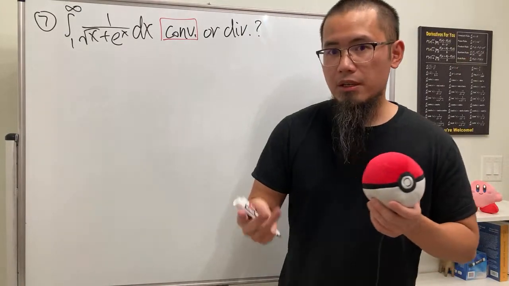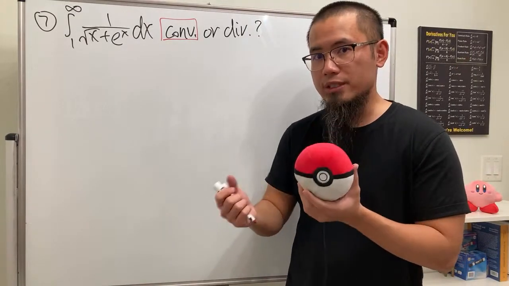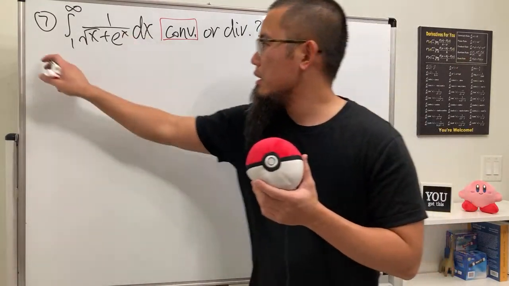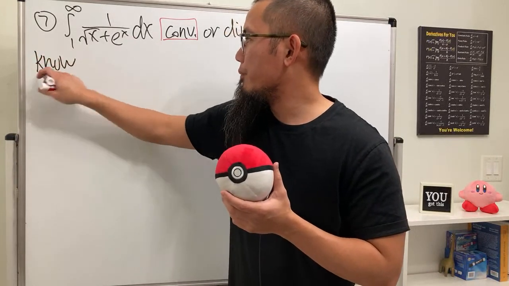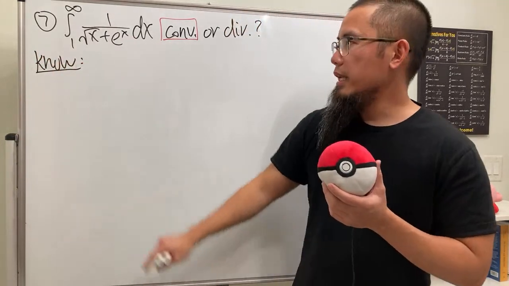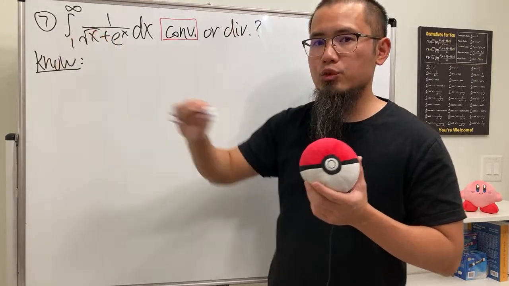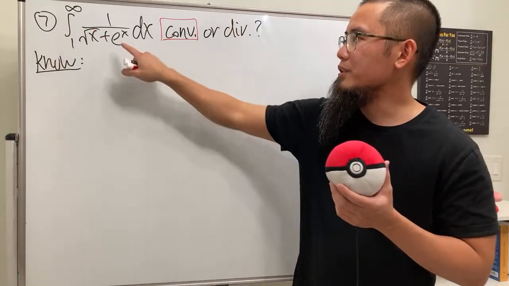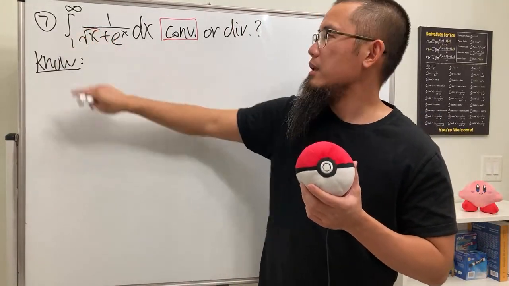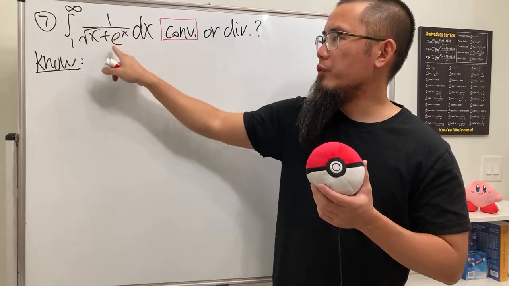The 3 steps. First, we are going to write down what we know, so we can use that to compare with this. So here we go. We are going to just ignore the square root of x because you want to pick out the dominating part, which is e to the x. So ignore that. So just look at the integral of 1 over e to the x.